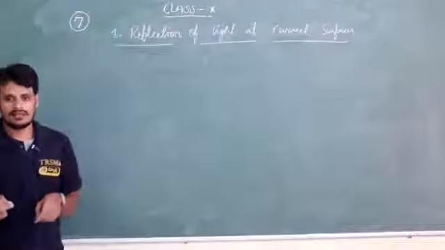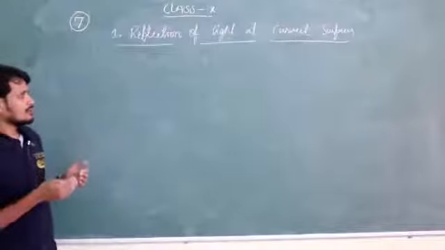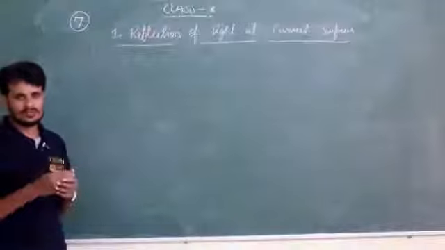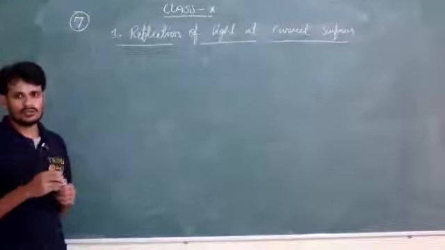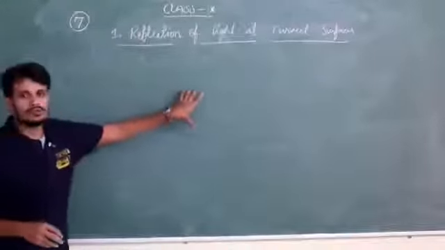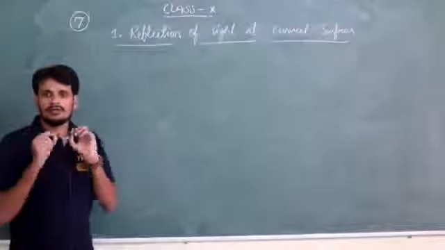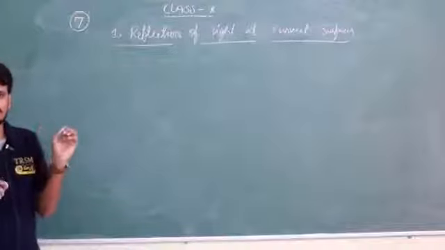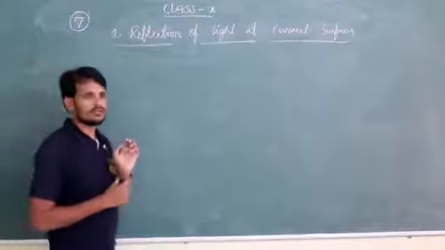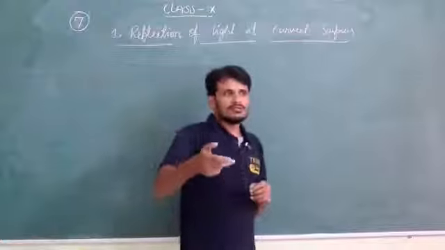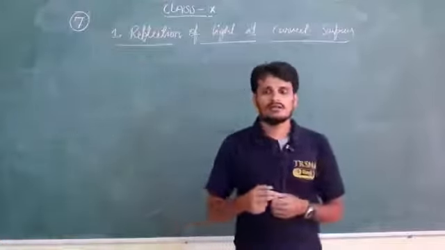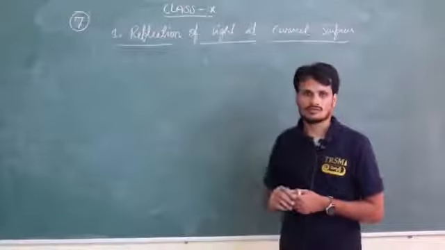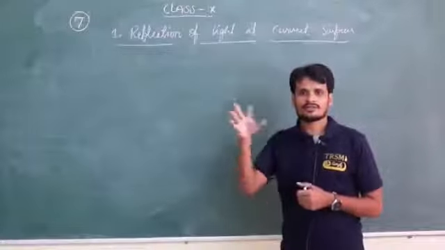So today in this class we are going to learn the image positions on a concave mirror, described as a practical. I mean, we are going to learn one experiment related to the six positions. That experiment is finding the image positions on a concave mirror. So the aim of the experiment is finding the image positions on a concave mirror.